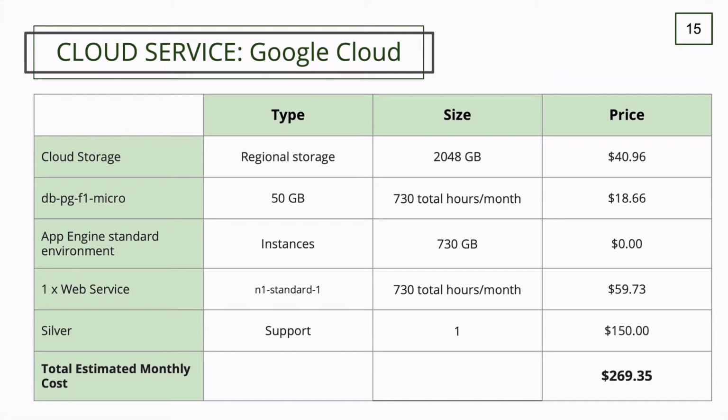The second one is Google Cloud. Google Cloud offers more selection. You can choose from more services. It has storage, database, an app engine, and a web service included, and the support. Actually, the prices are good, but it doesn't have free support, so we have to buy the silver one, which is quite a lot, but it's still good.